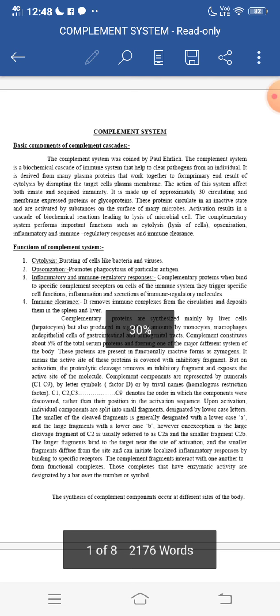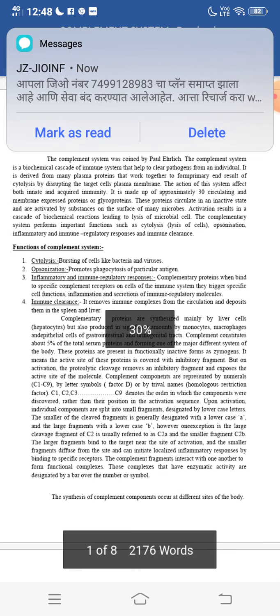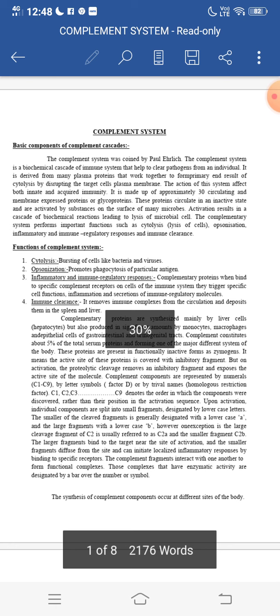The action of this system affects both the innate as well as the acquired immunity. It is made up of approximately 30 circulating and membrane expressed proteins or glycoproteins. So this complement system is made up of 30 proteins which are circulating and expressed as proteins or glycoproteins.